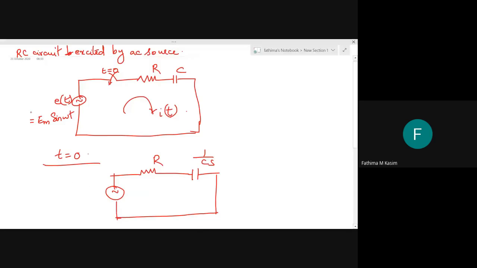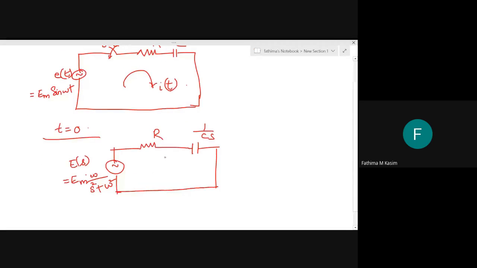Taking the Laplace transform, this becomes E of s, and E of s will be equal to Em times the Laplace transform of sin omega t, which is omega divided by s square plus omega square. So Em into omega divided by s square plus omega square is E of s. This is the resistance R, and this is the capacitance we are transforming to the S domain, so it is 1 by Cs, and the current flowing through the circuit is I of s.